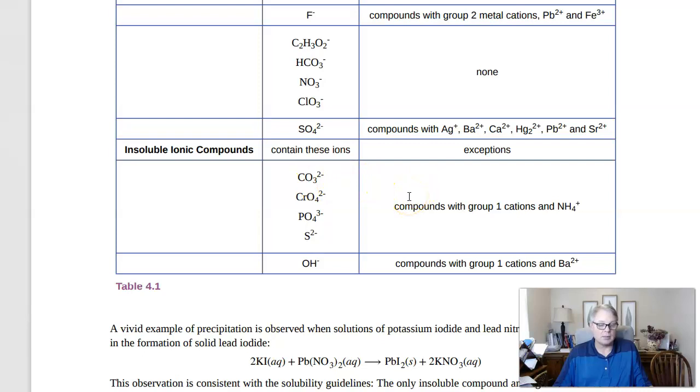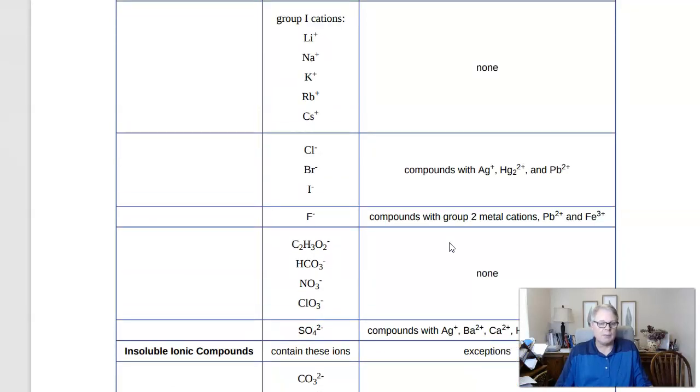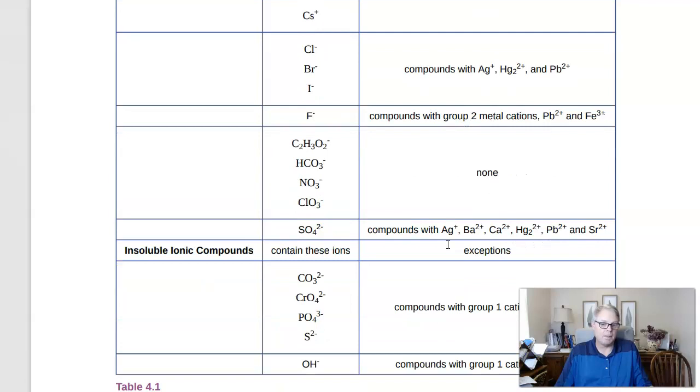Sodium hydroxide, soluble or insoluble? Well, that would be soluble because most hydroxides are insoluble except for your group 1 cations. And sodium is group 1, and we know that all group 1 salts are soluble. Okay? How about calcium sulfate, soluble or insoluble? Well, I know that most sulfates are soluble except silver, barium. See, there's calcium right there. So therefore, we know that this is insoluble.